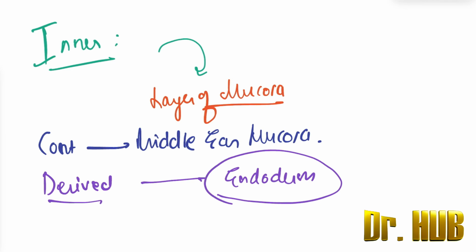So this was all about the tympanic membrane. To begin with, we saw a diagram of the tympanic membrane and labeled some important structures. Then we had a differentiation between the pars tensa and the pars flaccida. And lastly, we saw the layers of the tympanic membrane, the outer, middle and inner layer, under categories such as what it is derived from, what it is made of, and what it is continuous with.